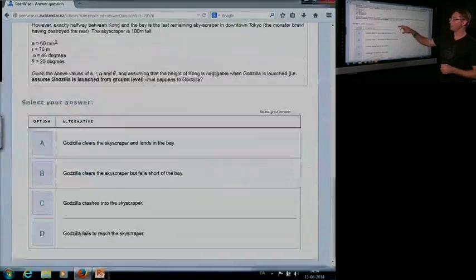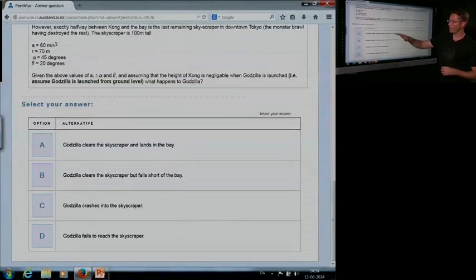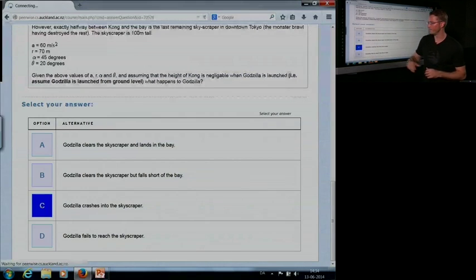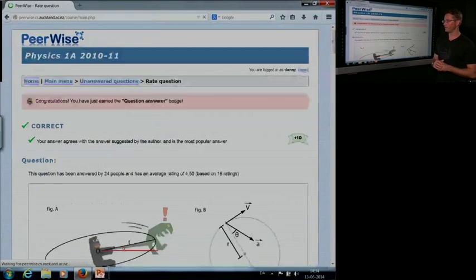And now, as a student trying to answer this question, we are shown the alternatives. So does Godzilla clear the skyscraper and land in the bay? Or does he fall short of the bay? Or does he crash into the skyscraper? Or does he fail to reach the skyscraper? Now, fortunately, I had a bit of time before this demonstration to work out the answer, and I think the answer is C. So when I select that answer, what I get is immediate feedback about my answer.